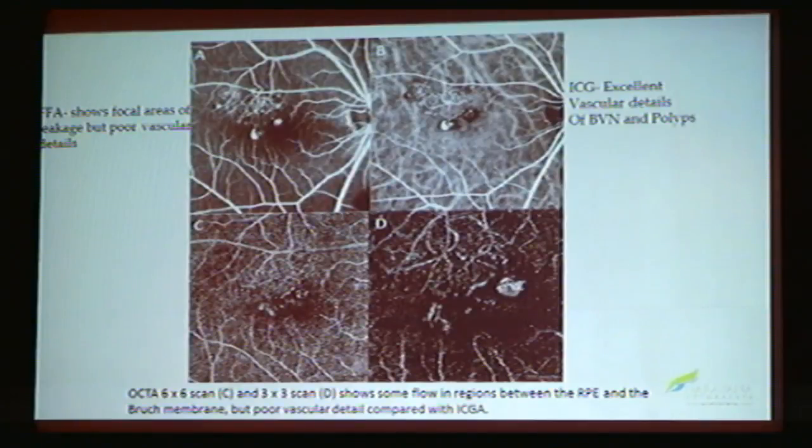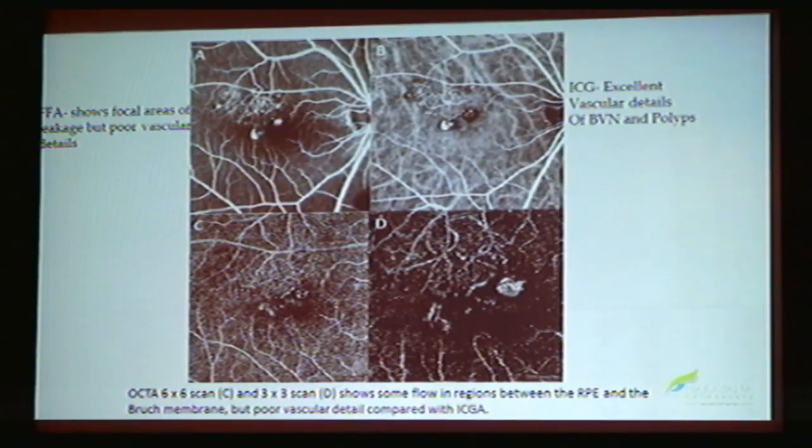So this image shows FA as well as ICG. FA, as we know, doesn't show clear-cut leakage, it can show some occult leakage in a PCV, whereas in an ICG it can show BVN as well as polyps. This is a 6 mm OCTA scan, which shows a rough image of the vasculature, but a 3 mm clearly shows a demarcated BVN there.